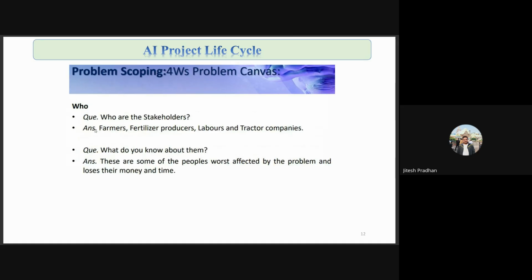Second, who basically answers two types of questions. Who are the stakeholders? In this case, farmers, fertilizer producers, laborers and tractor companies are our stakeholders. And second, what do you know about them? These are some of the people most affected by the problems, losing their money and time. This is what we know about farmers, fertilizer producers, laborers and tractor companies. So these types of questions will be answered with this who.